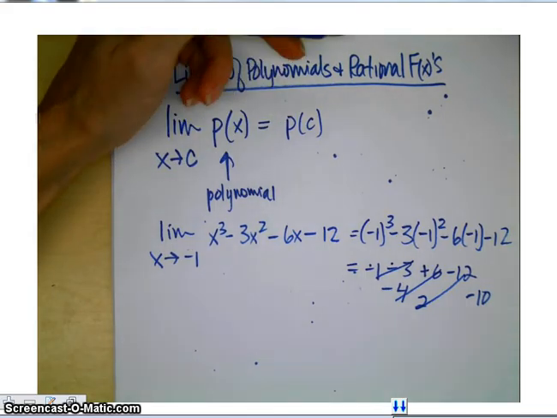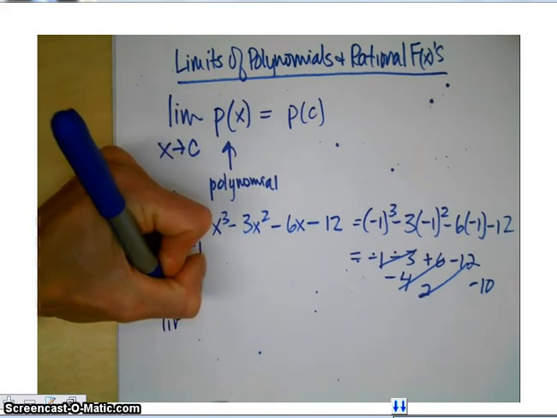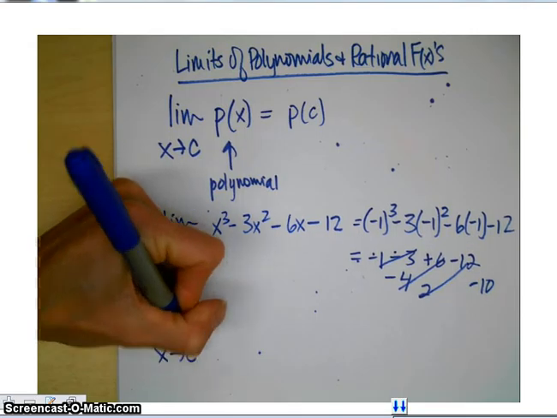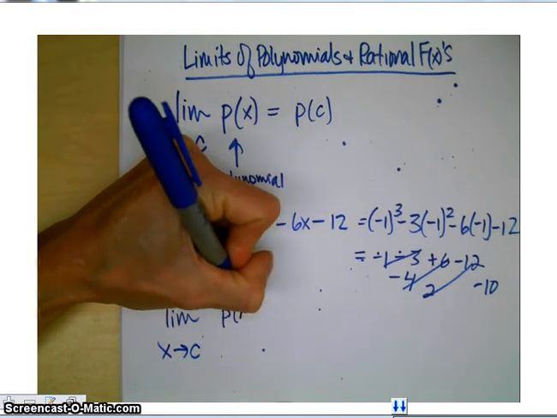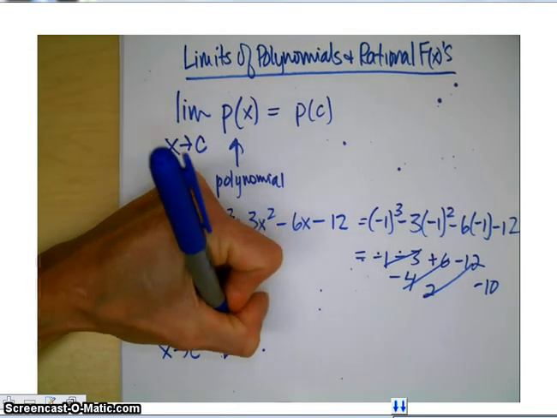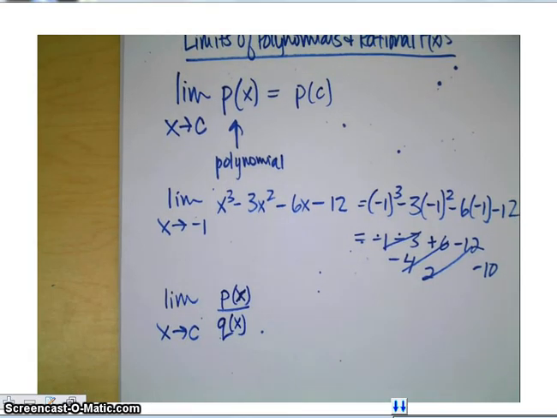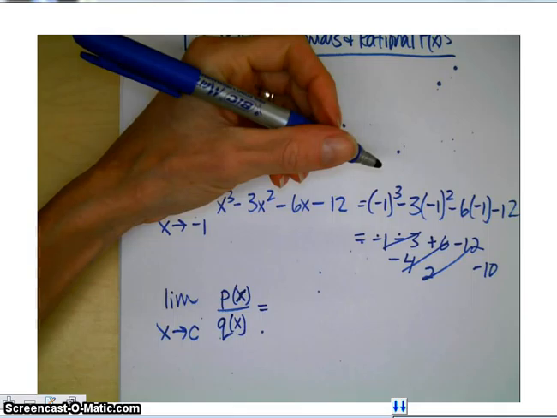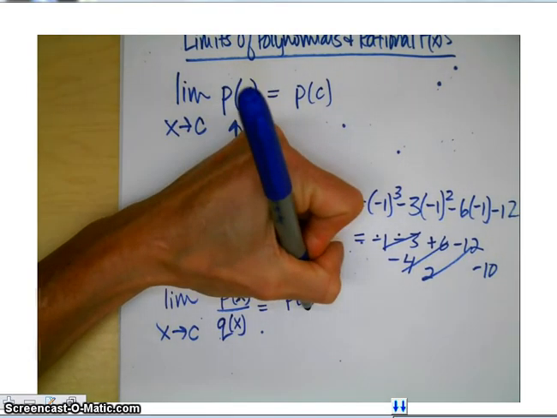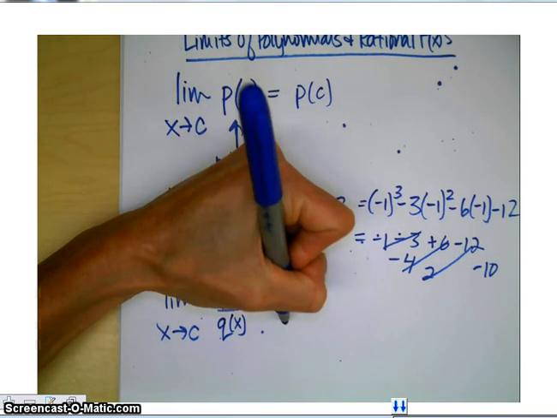All right, so the limit of rational functions, the limit as x goes to c of p of x divided by q of x. That's a rational function. It means it's a fraction. You've got x's all over the place, top and bottom. How do you suppose you find that limit? P of c divided by q of c.